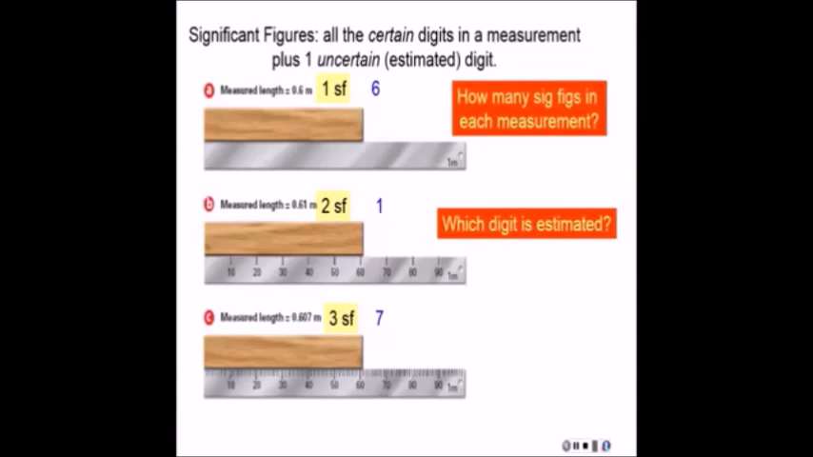So all measurements have one estimated digit, and that's the uncertain one. They have to have one. You can't have more than one. So it would have been wrong up in here in A if somebody had said, I think that's 0.65 meters. Because if they're guessing at the 6, they'd know nothing about the 5.